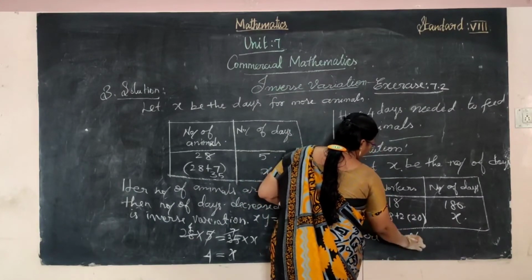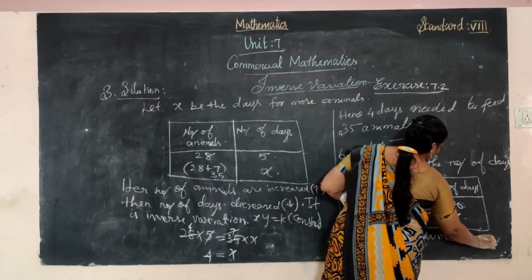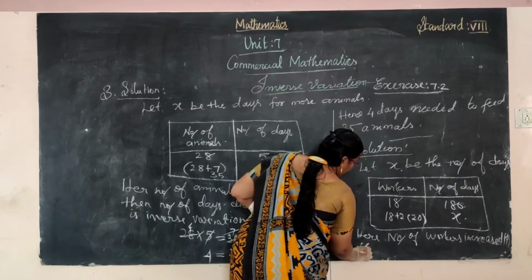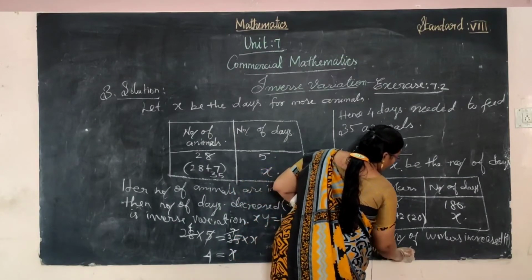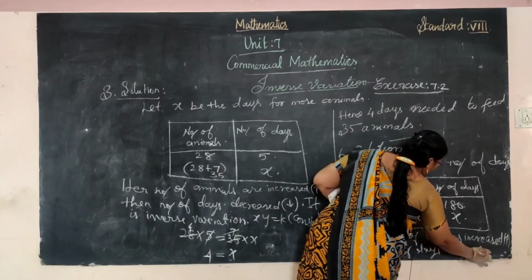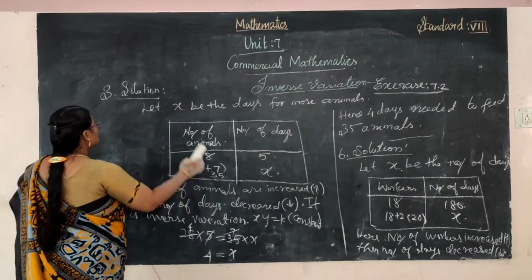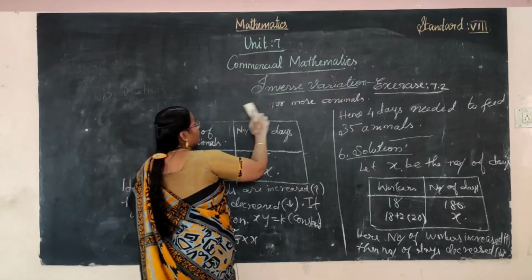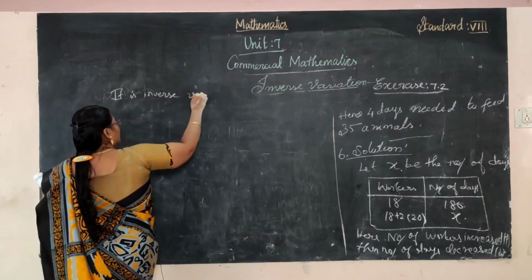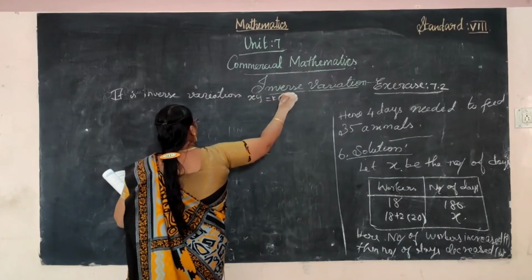The number of workers increased, then the number of days decreases. It is inverse variation. So xy is equal to k, constant.